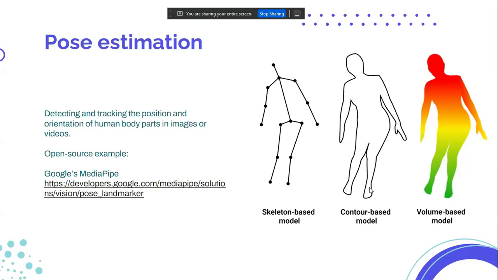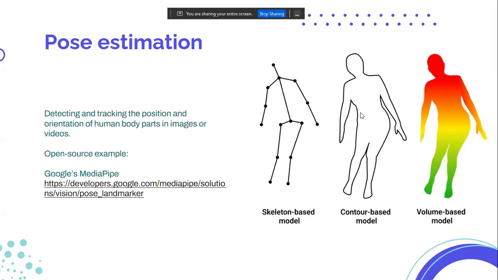The second type of pose estimation is the contour based model. They segment the human body into different parts, and then they estimate the pose by joining the different parts together. For example, they'll have the head as one part and the arms as different parts, and then the parts are joined together to form this pose.